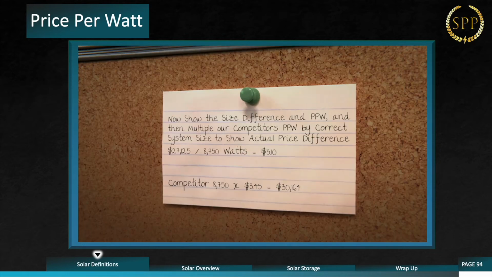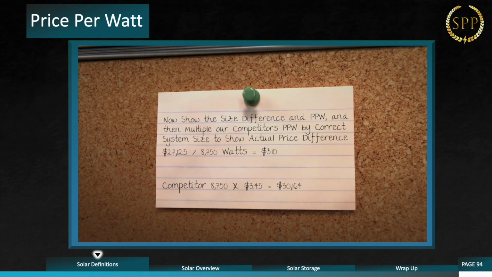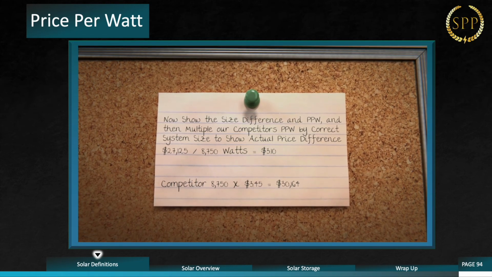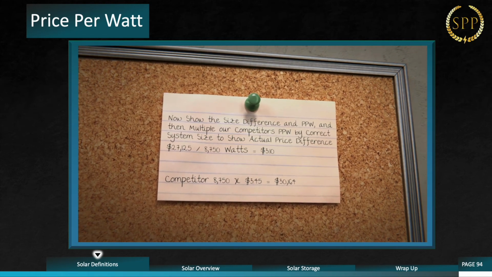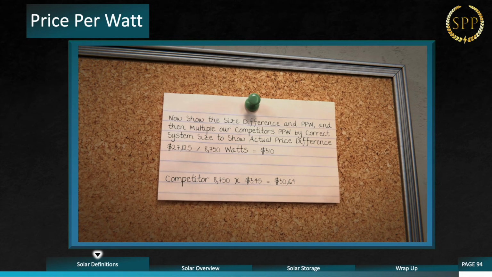Okay, so if they're at $3.45, let's build this out a little bit more, because now we're going to show the size difference and the price per watt. So we're going to find out our price per watt. We're going to take our $27,125 and divide that by our system size of 8,750 watts. That's going to give us $3.10 per watt.